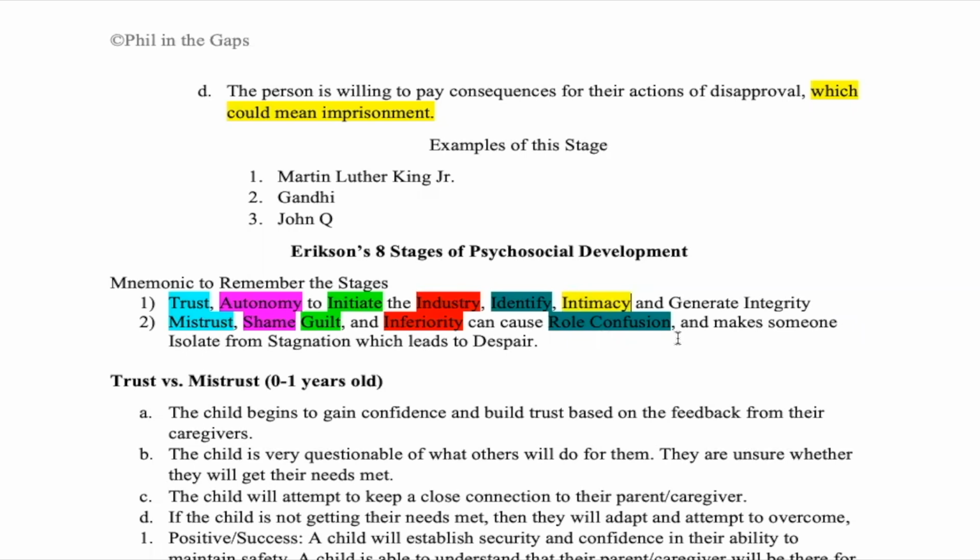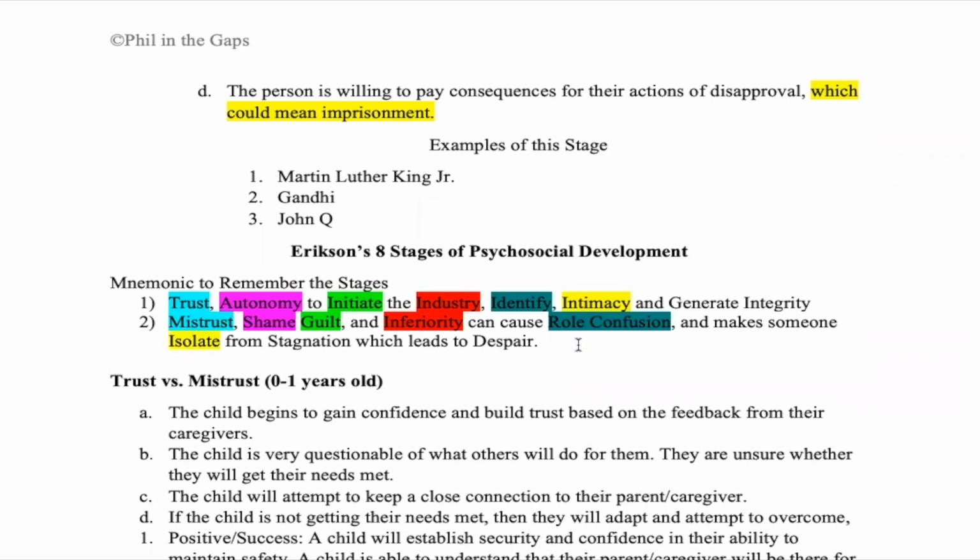If somebody's had mistrust, they have shame about who they are. They feel guilty having needs. They feel inferior to the people around them. They are confused about who they are. They will then isolate from other individuals because they don't feel like they are good enough within the situation.